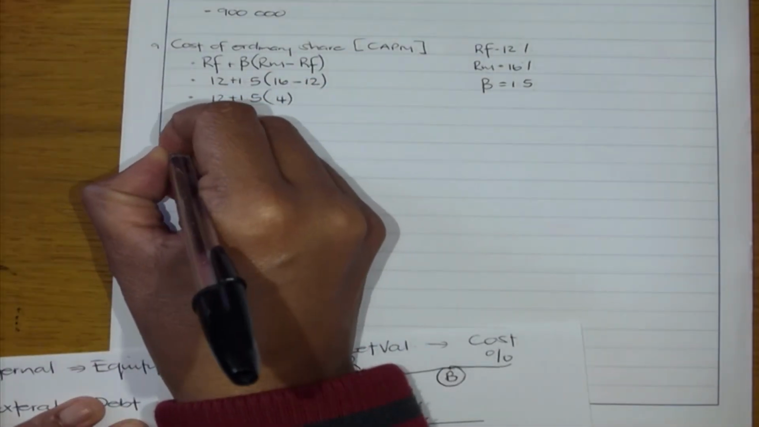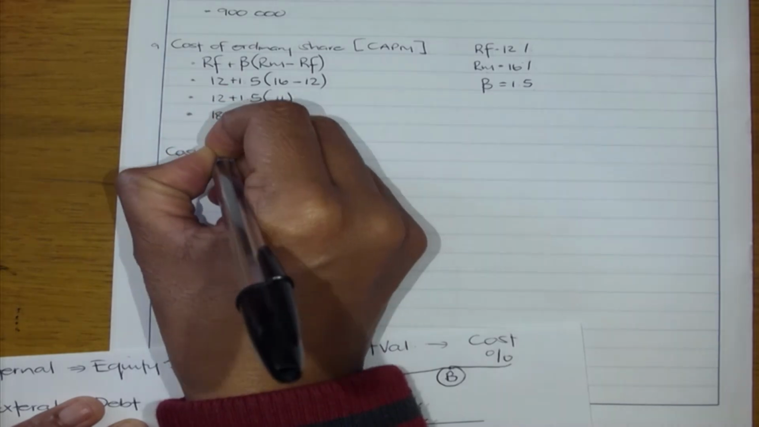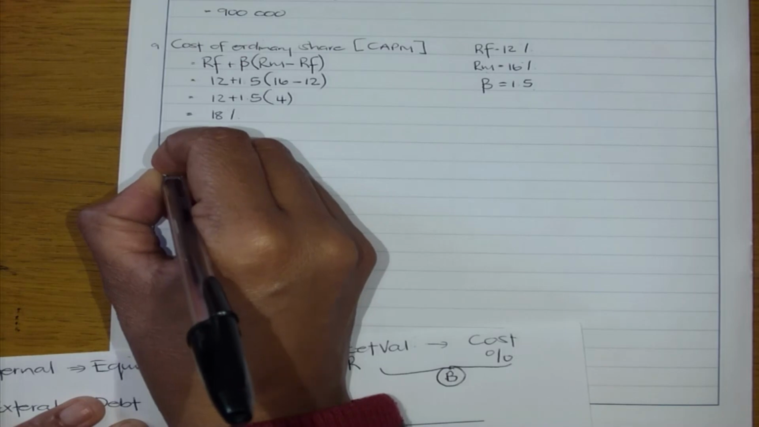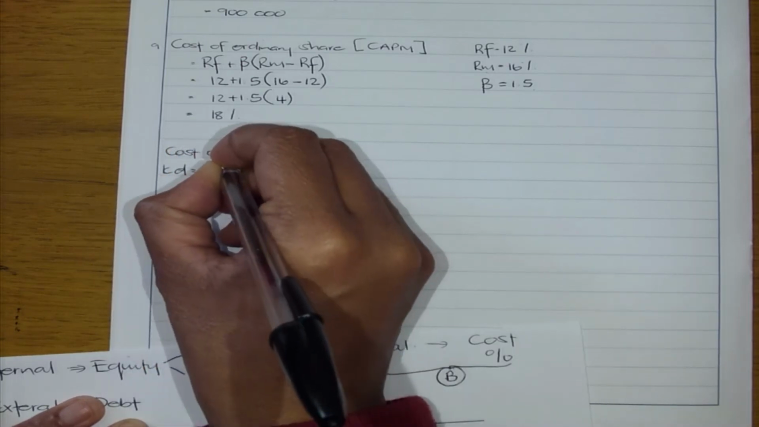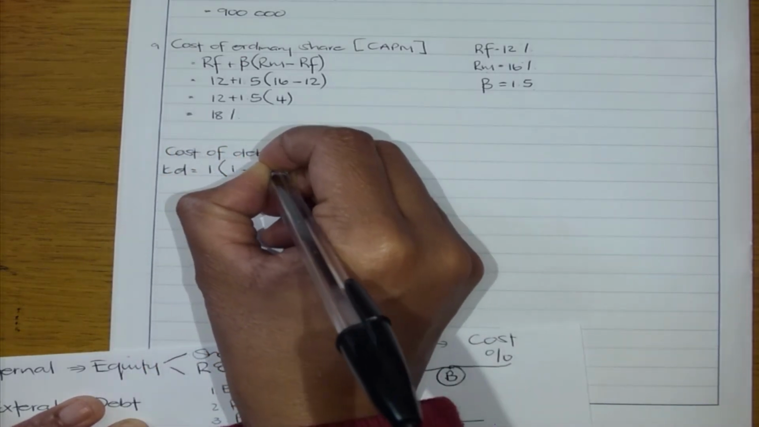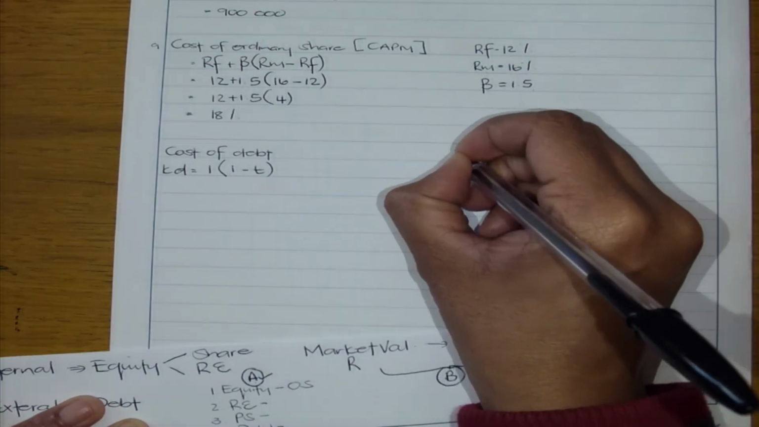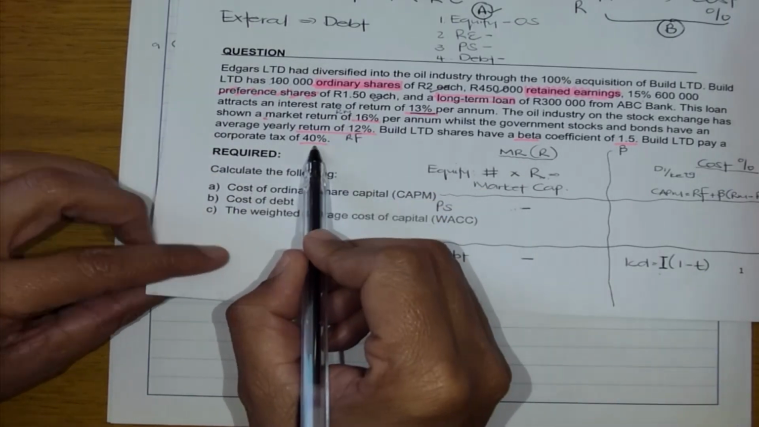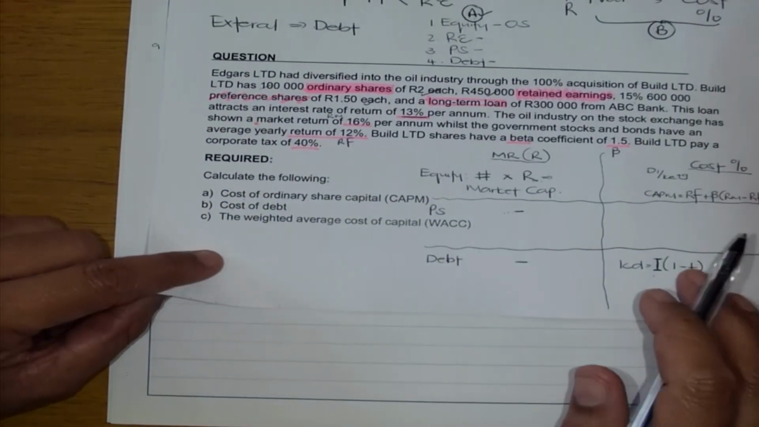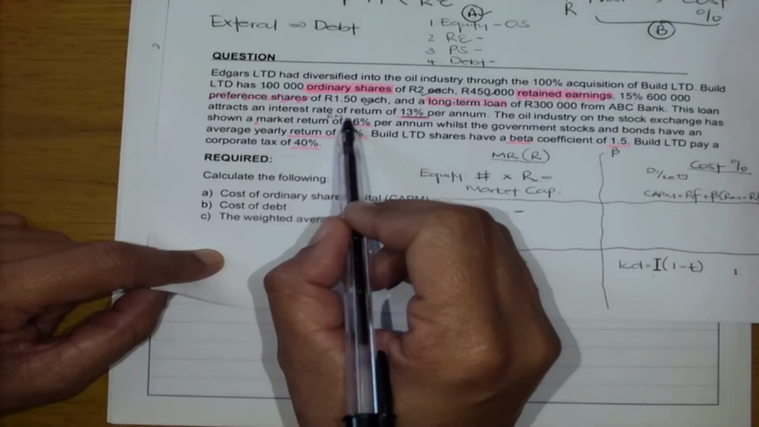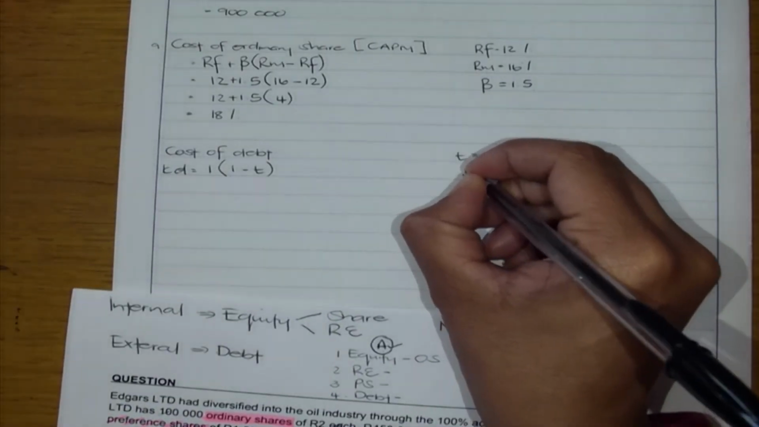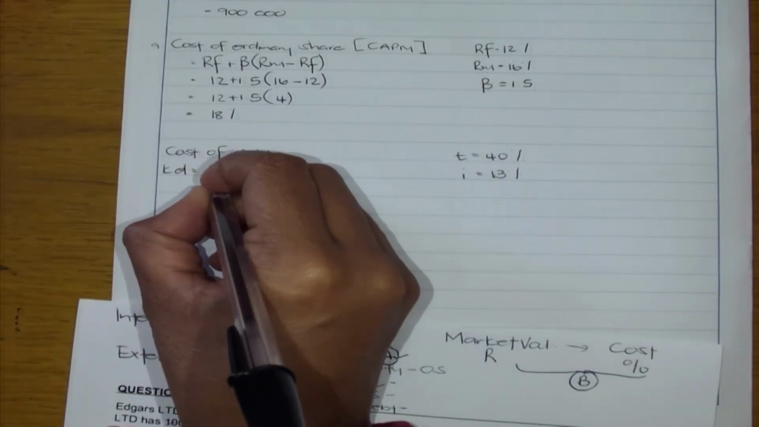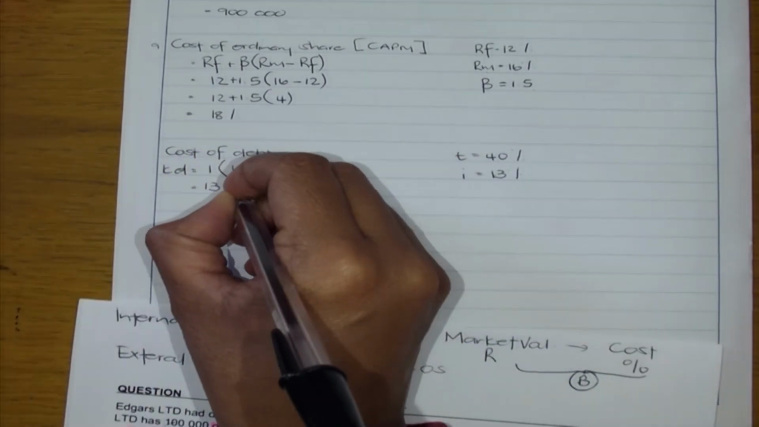So then we're going to say cost of debt. Remember, what is our formula? KD is equal to our interest, open bracket, 1 minus T. What is our tax rate? They said it is 40%. They said 40% is the corporate tax. And what is the interest? The interest is 13. So is 13%. So how do I calculate it? I say 13. Open bracket, 1 minus.